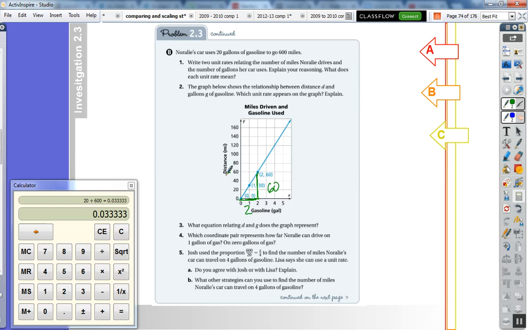Where did I get the 60? Well, I'm looking at my scale here. Where did I get the 2? I look at my scale here. So if I went 60 miles in 2 gallons, how far did I go in 1 gallon? Well, I could just do 60 divided by 2, which is 30 miles per gallon, which is what I got before. But this time, I used the graph to find my constant of proportionality.